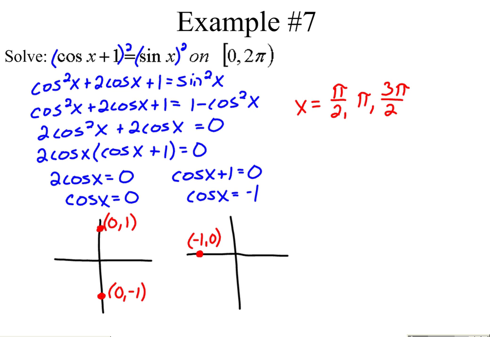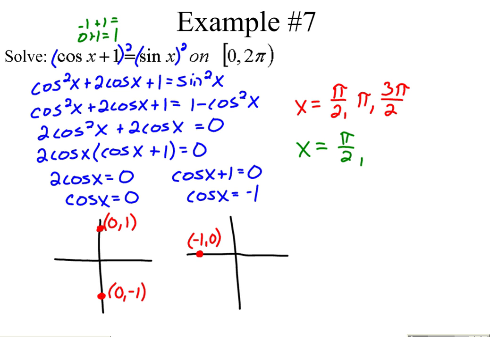However, remember, when we square things in an equation, we are introducing the possibility of adding solutions that may be extraneous. So we need to check these solutions to see if we have created any extraneous solutions here. When we do that, put in pi over 2. Plug back into your original equation. Cosine of pi over 2 is equal to 0. So on this side, we have 0 plus 1. On the other side, the sine of pi over 2 is 1. So that's a good solution.